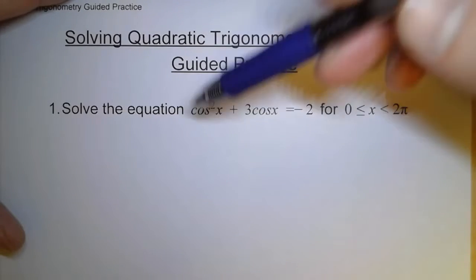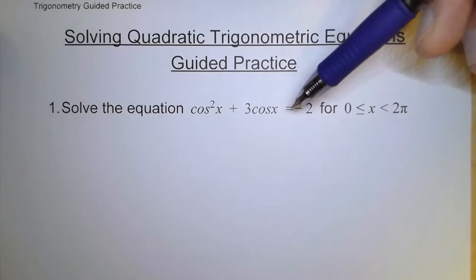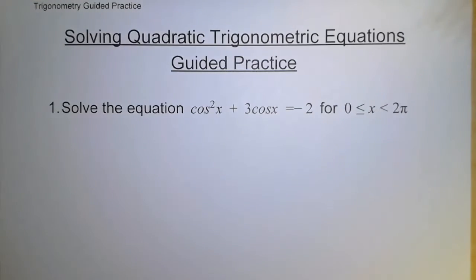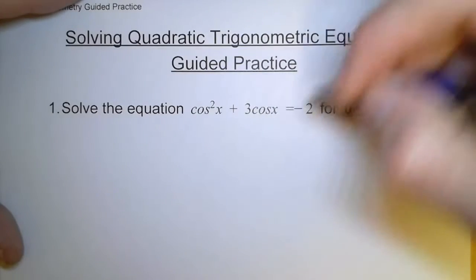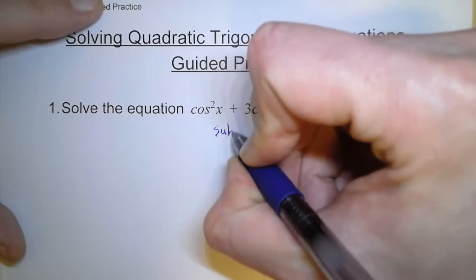Now looking at this equation, we've got cosine squared and we've got cosine. And anytime you see an equation like this, people often tend to freak. And really you don't have to, because here's what we do. It's sort of hiding another problem underneath. And so what we're going to do is we're going to substitute.